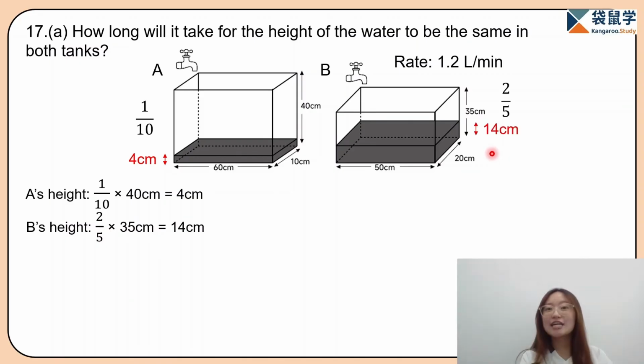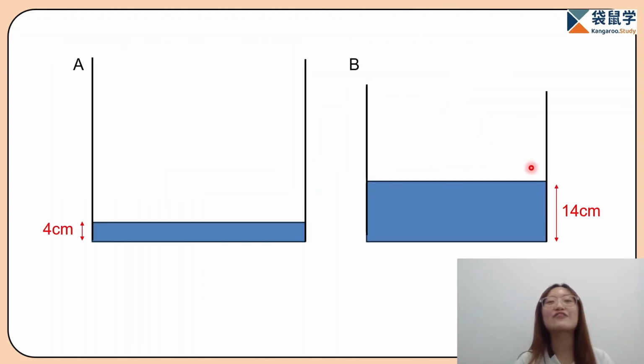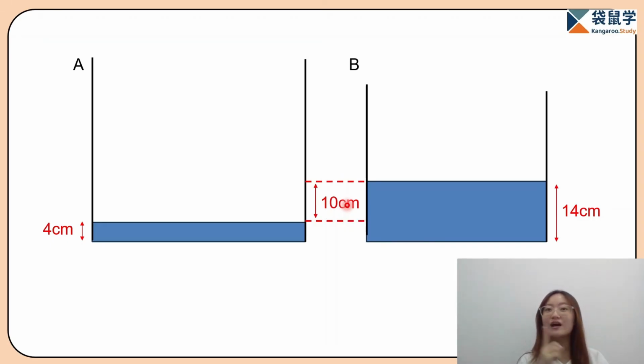And now, since the question is asking, how long will it take for the height of the water to be the same in both tanks? Let's understand this clearly with an animation. So these are the front faces of tank A and tank B. So firstly, we can see that this is 4 centimeters and this is 14 centimeters. So what is the difference in height in both tanks? It is 14 minus 4, which gives us 10 centimeters. So for both of the tanks to reach the same height in the same duration, which tank will need to fill up faster? It will be tank A.